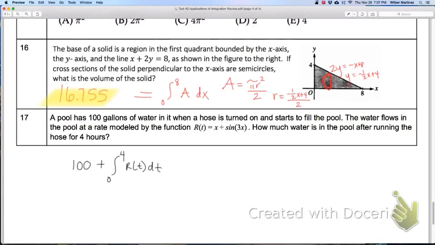So if I go ahead and put that in my calculator, I'll pause my video as you guys pause yours so you can calculate that as well. Alright, so I got 108.052. So it's a very slow flowing hose, I'm guessing, if after 4 hours it only gained 8 gallons of water. So maybe they don't have the hose turned on very high.